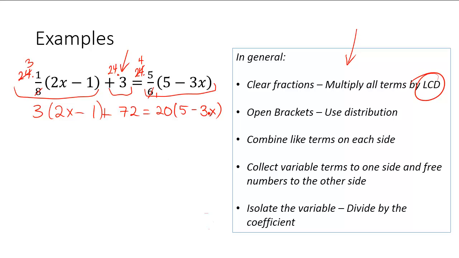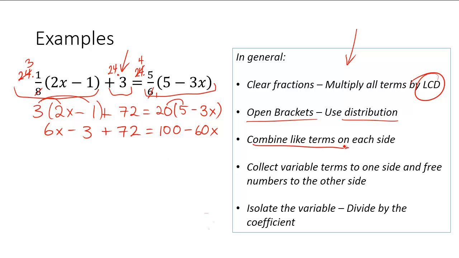Now we have a simpler equation that we can open the brackets using distribution. So we've got 6x minus 3 plus 72, and then 100 minus 60x. And then we can combine like terms on each side. So here we've got these two terms to bring together. 72 minus 3 is 69.